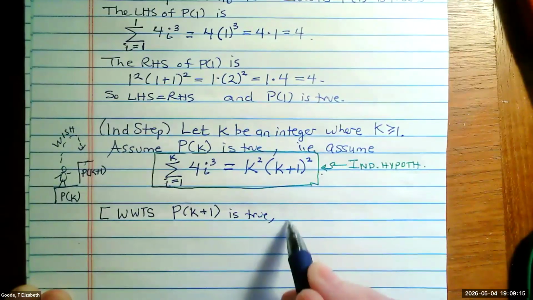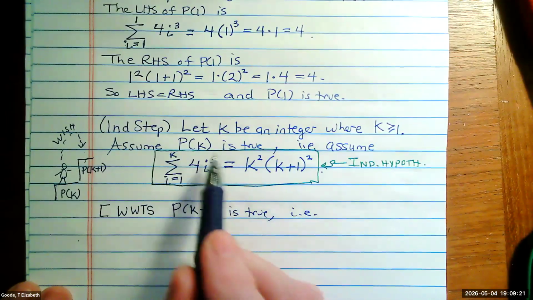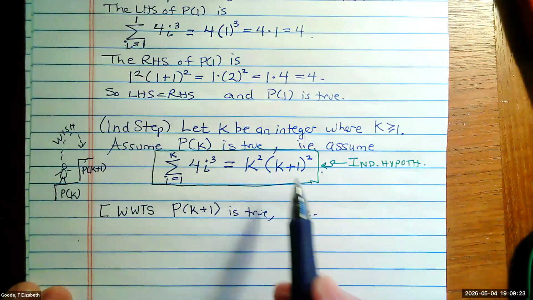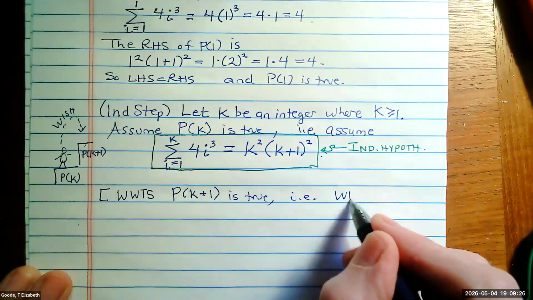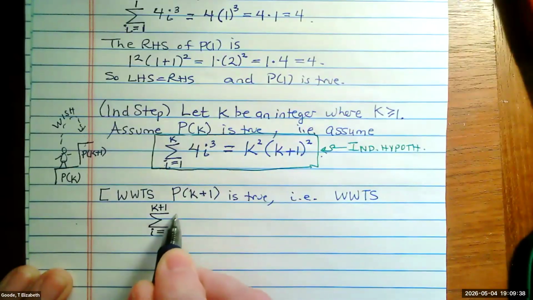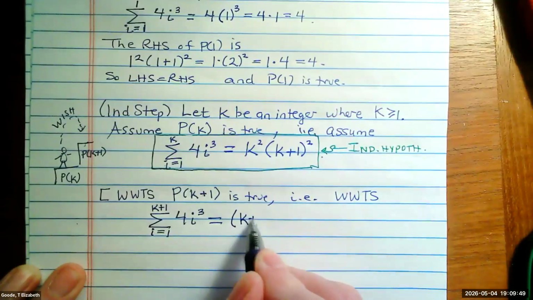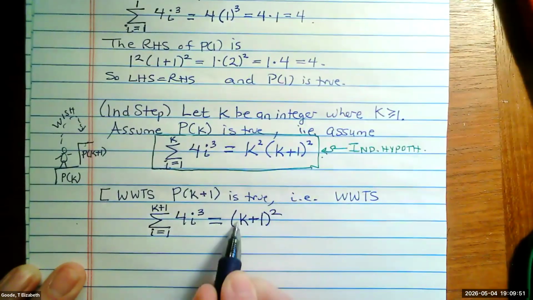Good. And let's write that explicitly, because if we don't know what we're trying to prove, we won't be able to prove it. So everywhere we see a K, now we're going to put a K plus 1. Here we go. It's going to be the sum, our wish, of I equals 1 to K plus 1 of 4 I cubed equals K plus 1 squared. And we have to use parentheses because now we're substituting in a binomial.